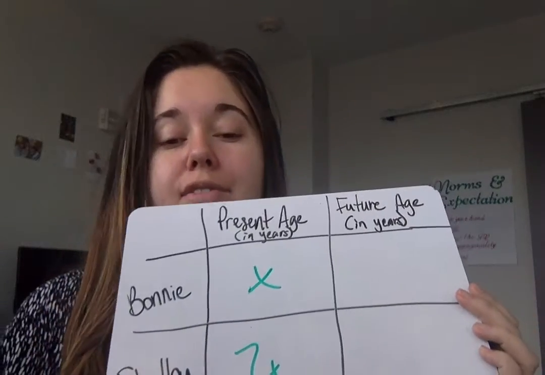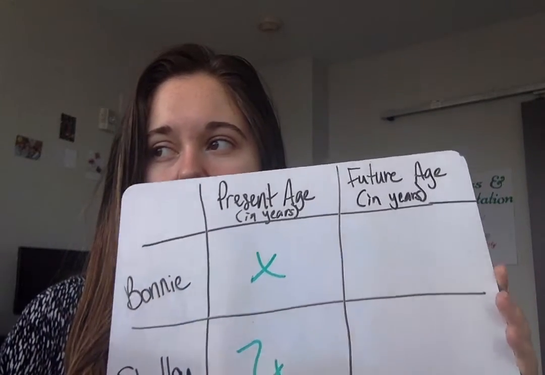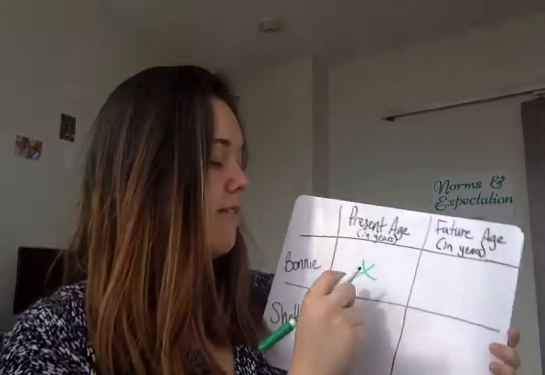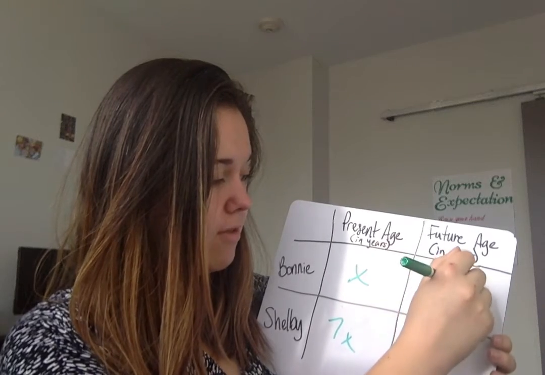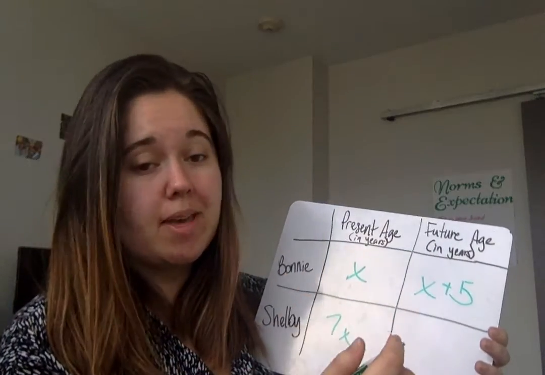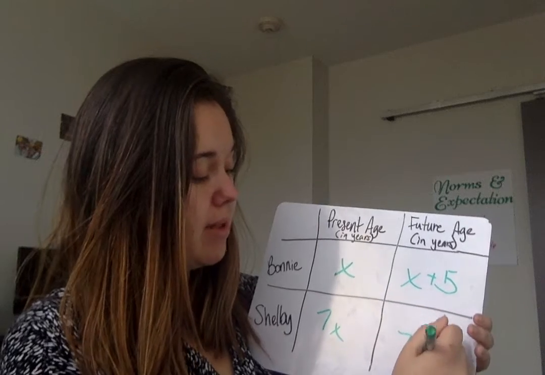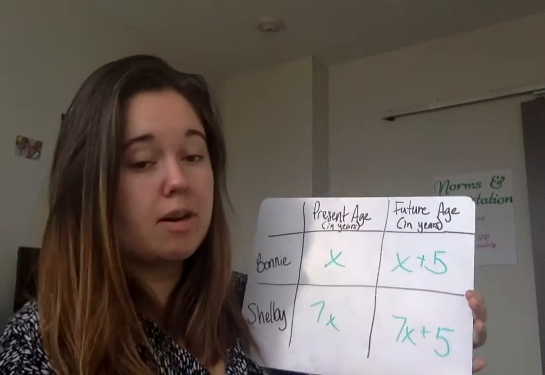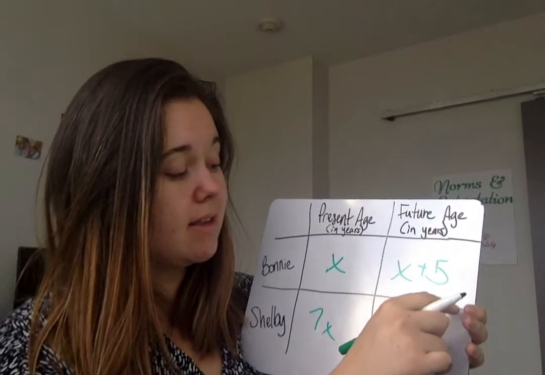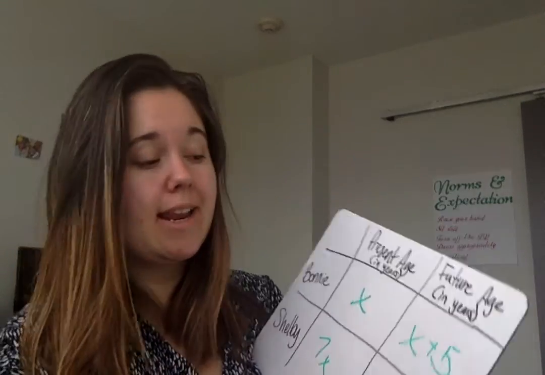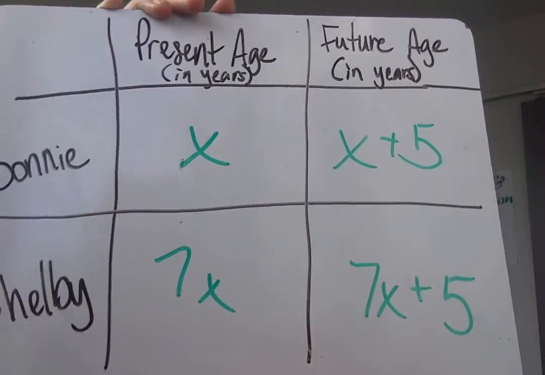Now, in 5 years, they're going to be 98 combined. But let's just say, okay, 5 years from now, Bonnie's going to be X plus 5, and Shelby would be 7X plus 5. That's how much they're going to be in 5 years. But now we know that these two combined is going to be equal to 98. So let's take a board. Oh, sorry, I should probably let you pause this. Copy it down.